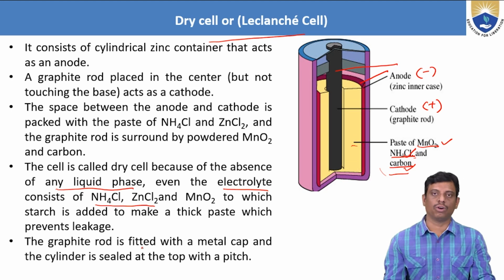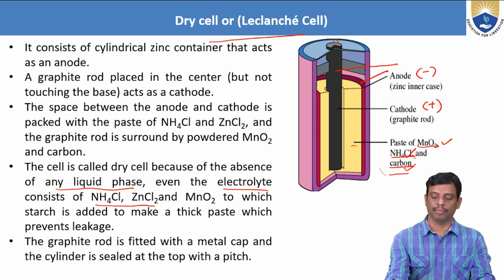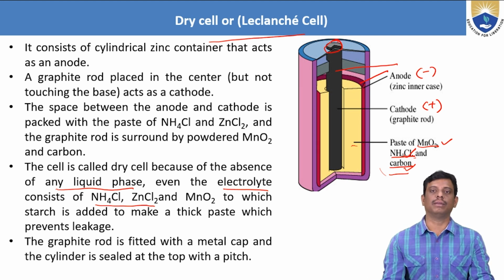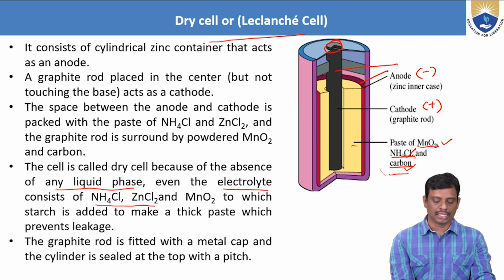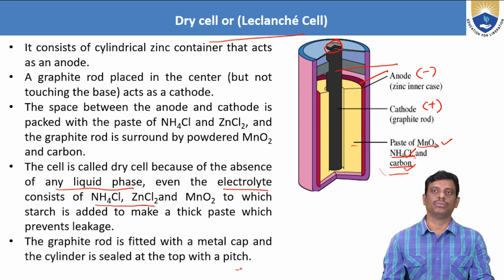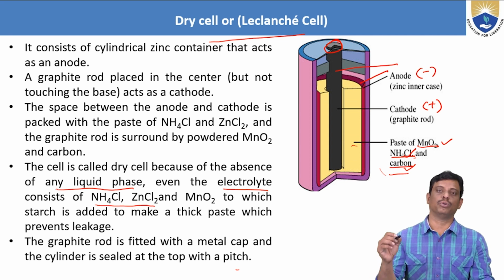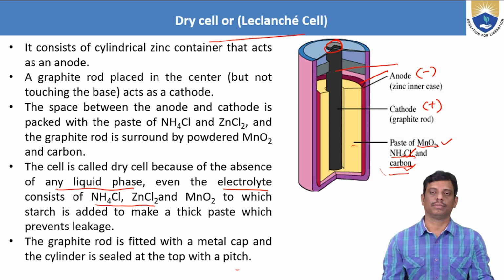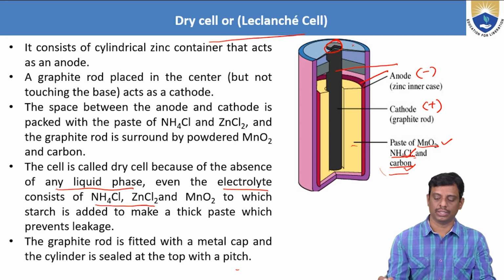The graphite rod is fitted with a metal cap at the top of the battery, and the cylinder is sealed at the top with pitch. One advantage is that it can be connected with the battery to the positive and negative terminals.